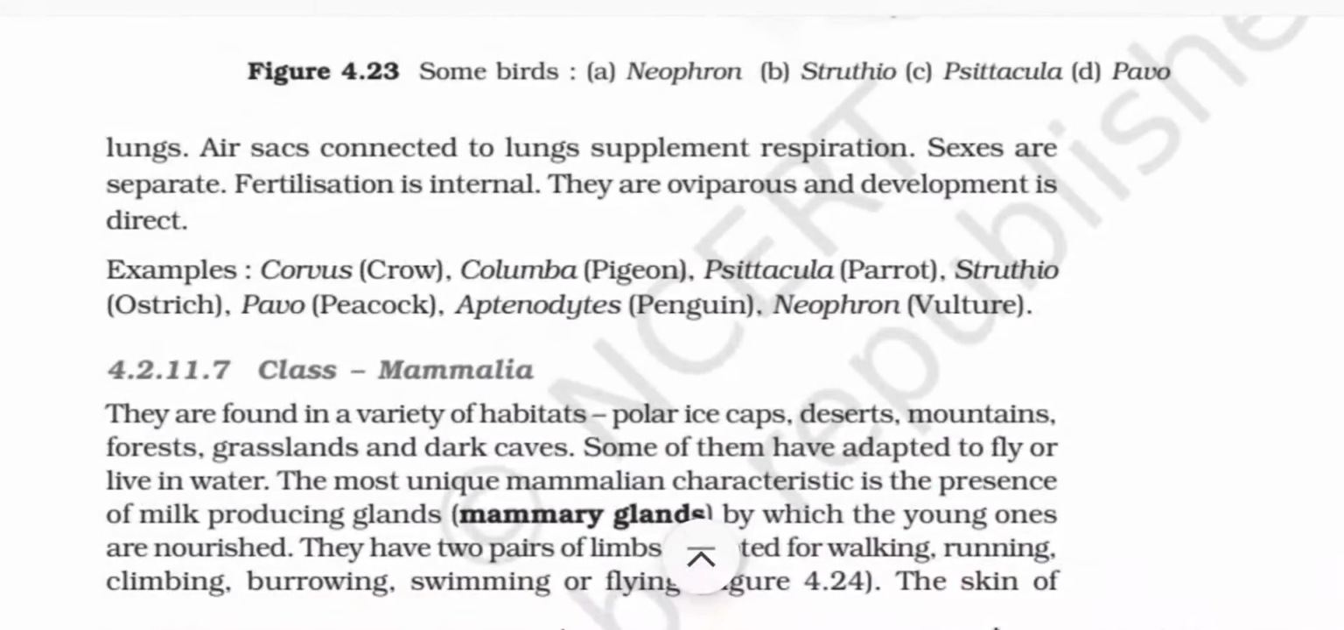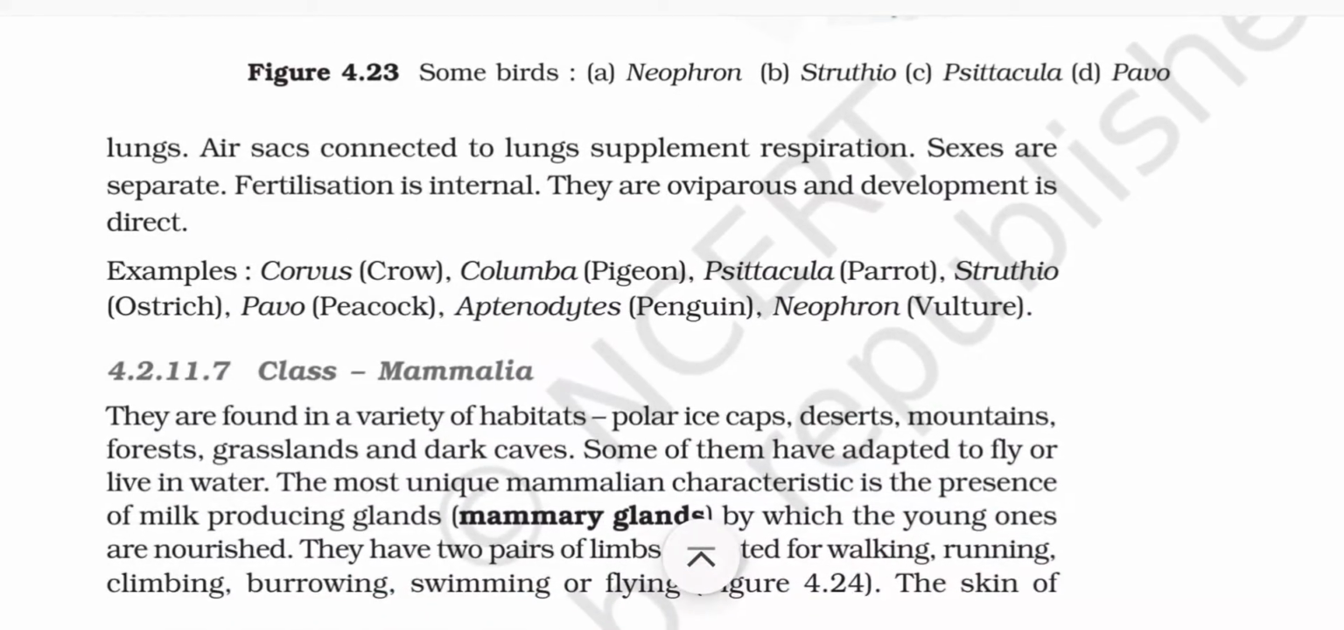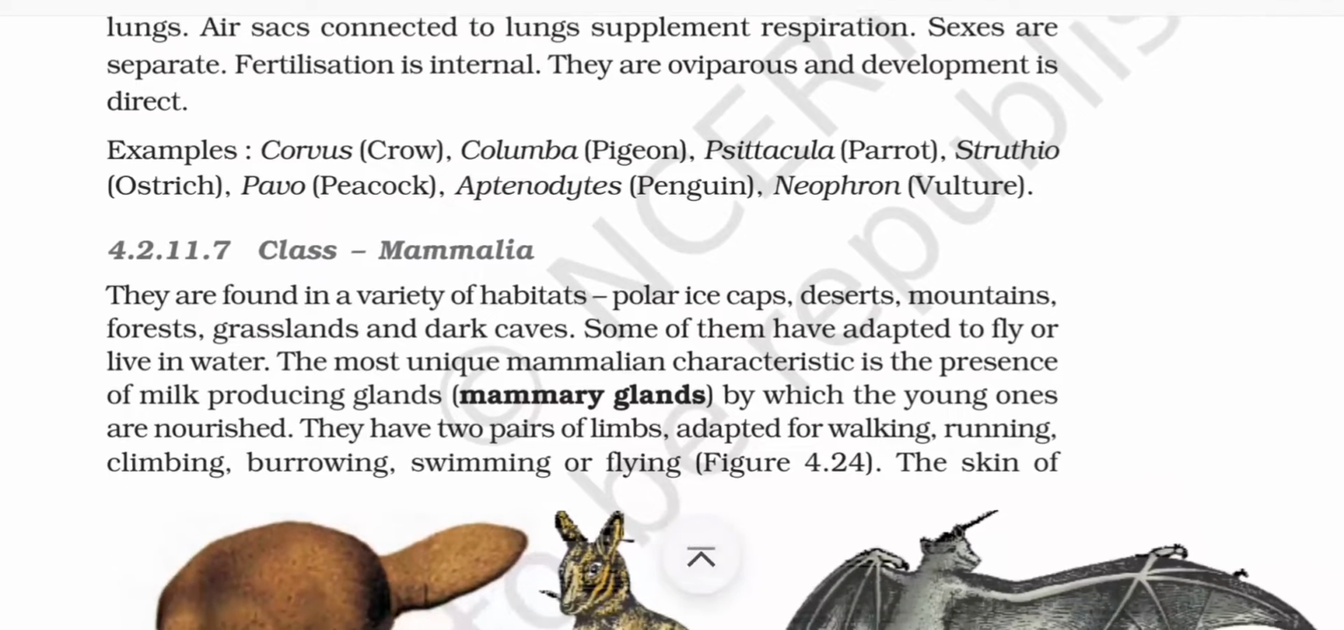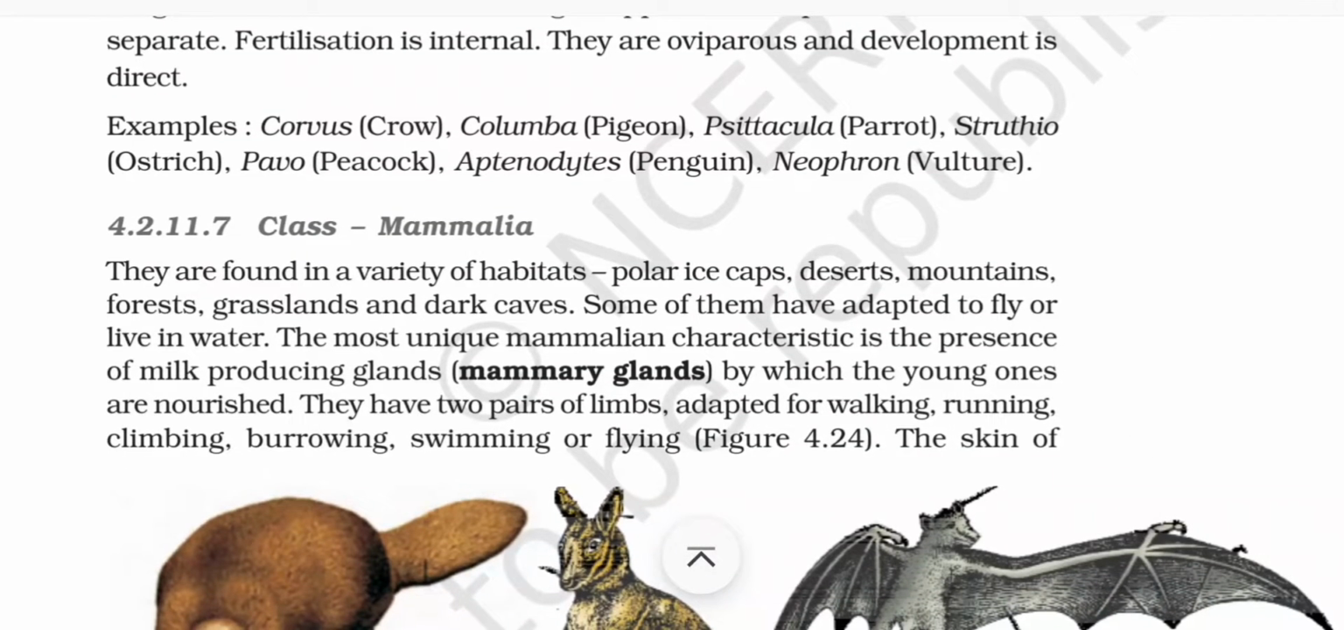Respiration is by lungs. Air sacs connected to lungs supplement respiration. Sexes are separate. Fertilization is internal. They are oviparous and development is direct. Examples: Corvus, crow, Columba, pigeon, Psittacula, that is parrot, Struthio, that is ostrich, Pavo, that is peacock, Aptenodytes, that is penguin, Neophron, that is vulture.